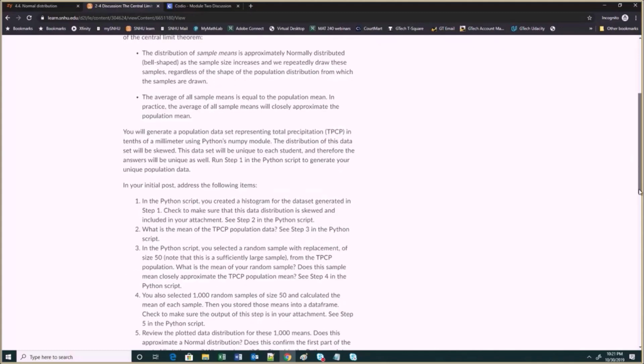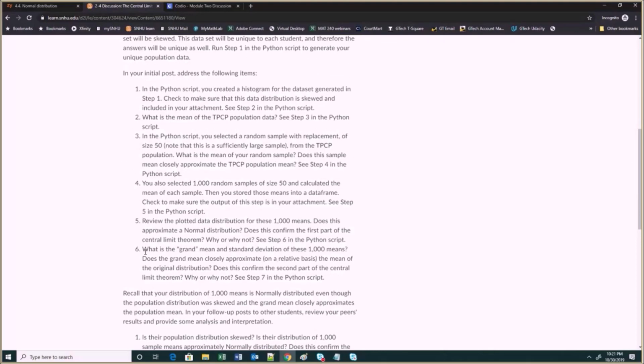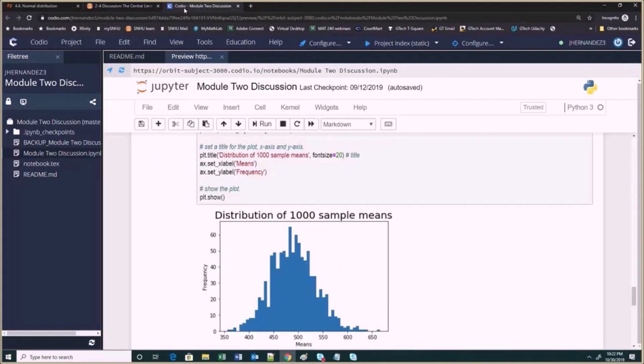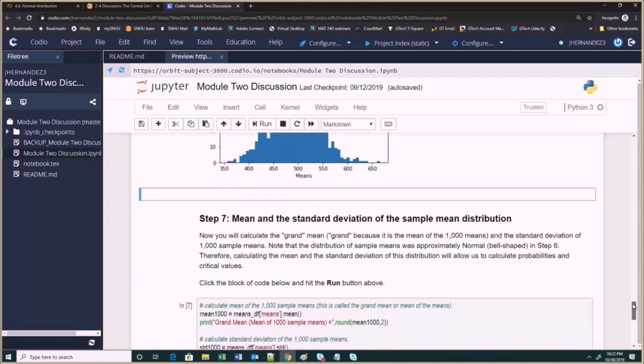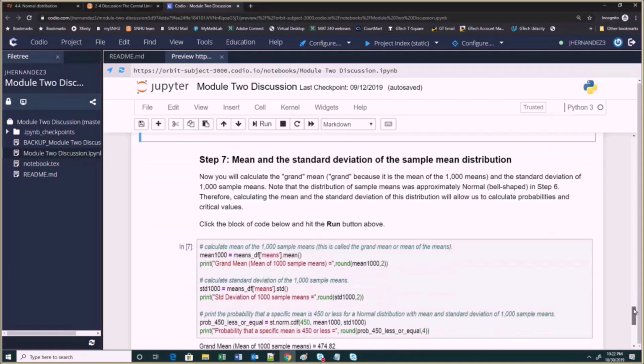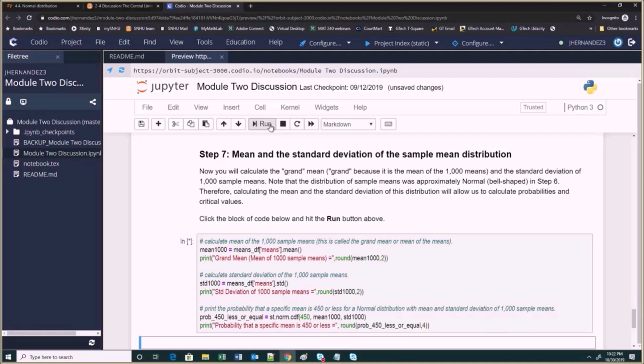Now let's go to the last question here for the initial post. What is the grand mean and the standard deviation of these 1,000 sample means? So we're calling the grand mean the mean of 1,000 sample means. So we have 1,000 sample means. We just calculate the mean of those 1,000 sample means. And that's the grand mean. And what is the standard deviation? So if we go back, this calculates that. So we will run this.